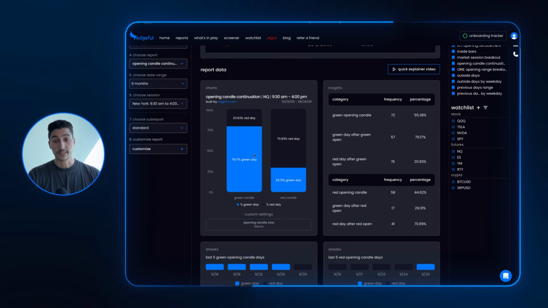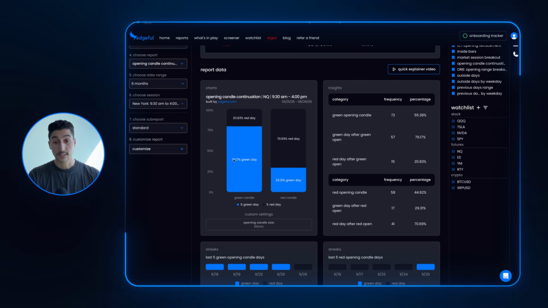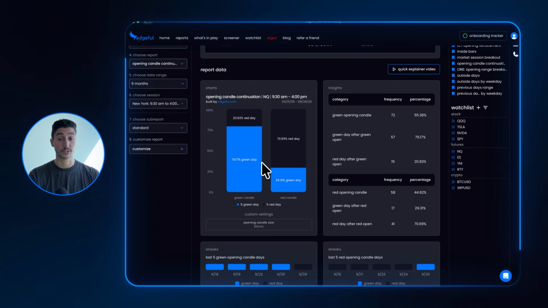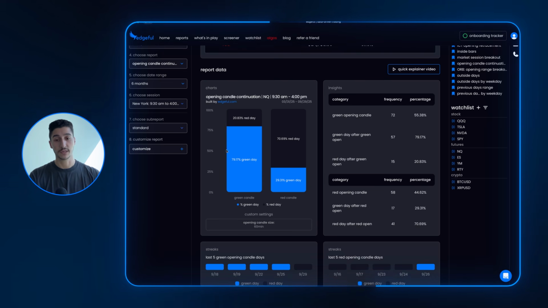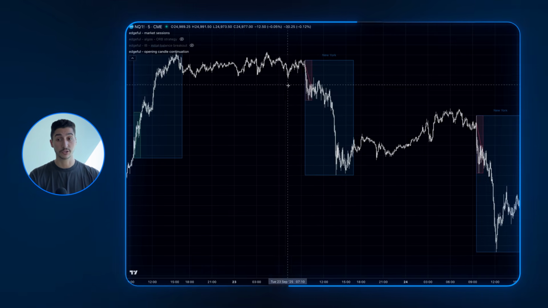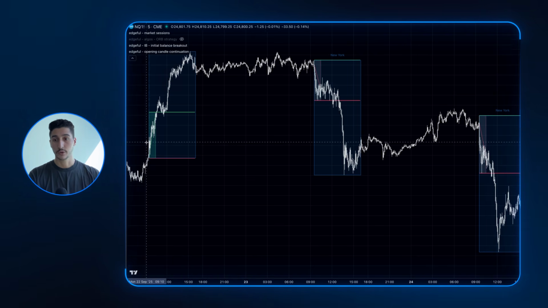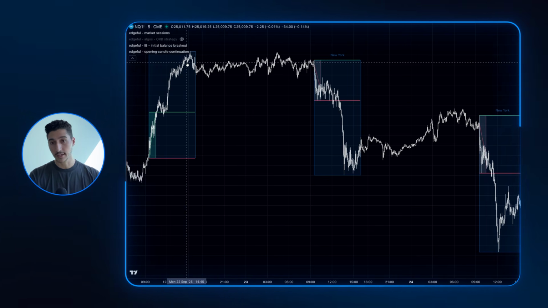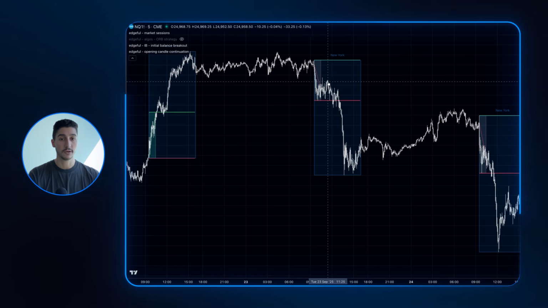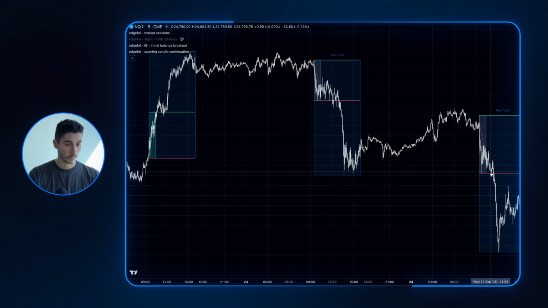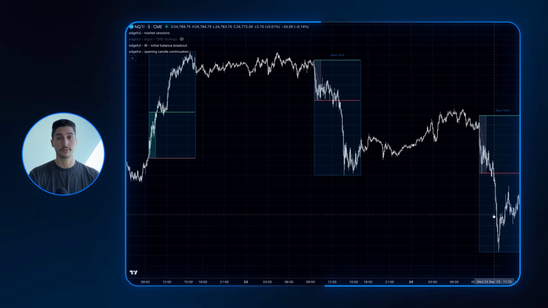What this shows is that if the first hour of the session is green, 79% of the time in the last 6 months, NQ has closed green on the day, or on the session rather, that New York session. So what this means is this is a very strong bias. Now, if we look at these last 3 days, right here, green opening candle, price breaks IB high, look at that run. Red opening candle, price breaks IB low, look at the run. Red opening candle, price breaks IB low, look at the run.